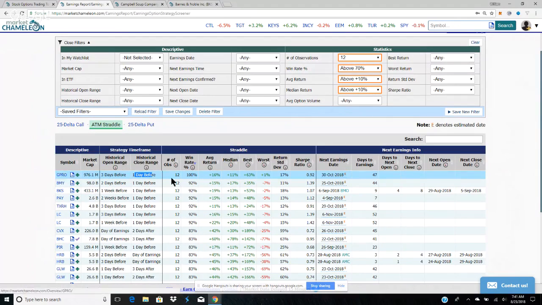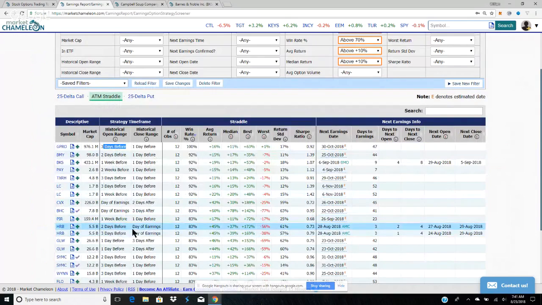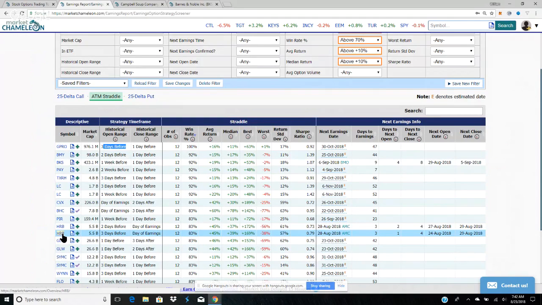So GoPro is showing a 100% win rate over the last 12 observations. You'd put on the straddle 3 days before and take it off 1 day before. I'm searching for something that's close, because I'm actually looking to potentially buy something this morning or in the next couple of days that will give me, if the market moves either way, an opportunity to win, as well as this binary event, which is the earnings. So HRB up here, that's H&R Block, has a market cap of $5 billion.